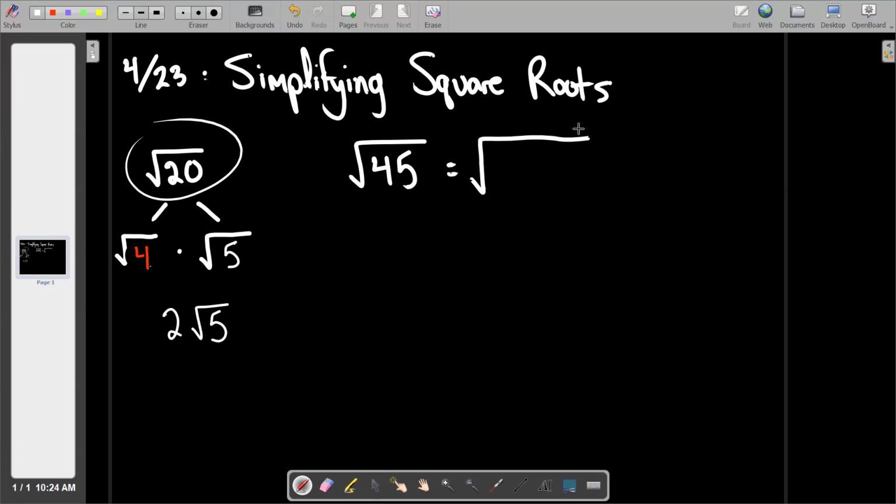But what I commonly like to do with certain types of problems is take my number and just break it. And instead of making two separate radicals or square roots, I just make one and break the number inside of that one. Which way are we pretty sure we want to break up 45?